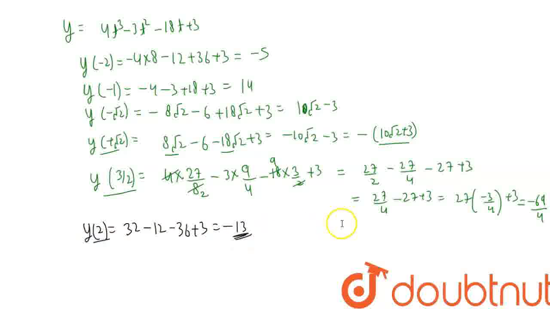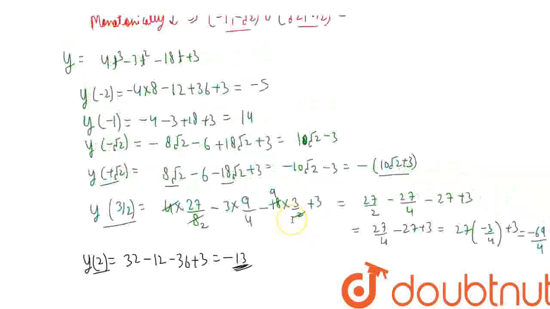Now in the question they have asked us to calculate the range in the final part. So now we are going to calculate the global maxima and global minima, and that will give us the range. So here we have the minus 5, here we have the 14, here we have 10 root 2 minus 3. If we calculate it, it would be around 11.14, and here we have 10 root 2 plus 3. So it would be 17.14 with a negative sign. So here we have minus 17.14 like this, and here we have this result as minus 69 by 4. If we calculate minus 69 by 4, it would be equivalent to minus 17.25.